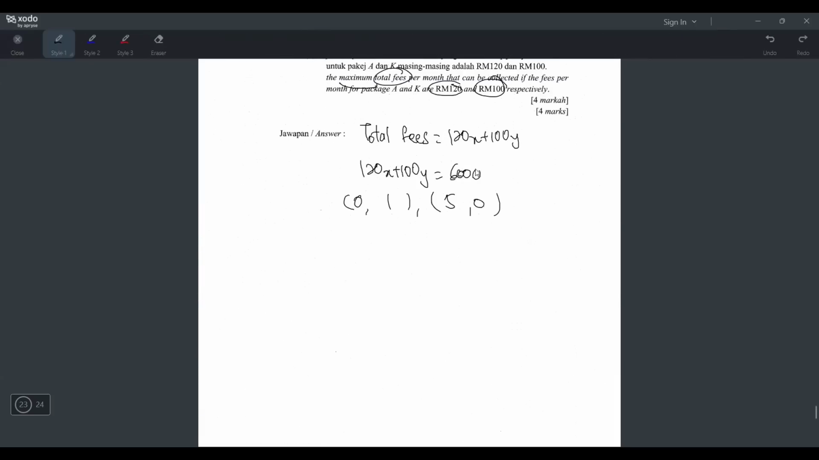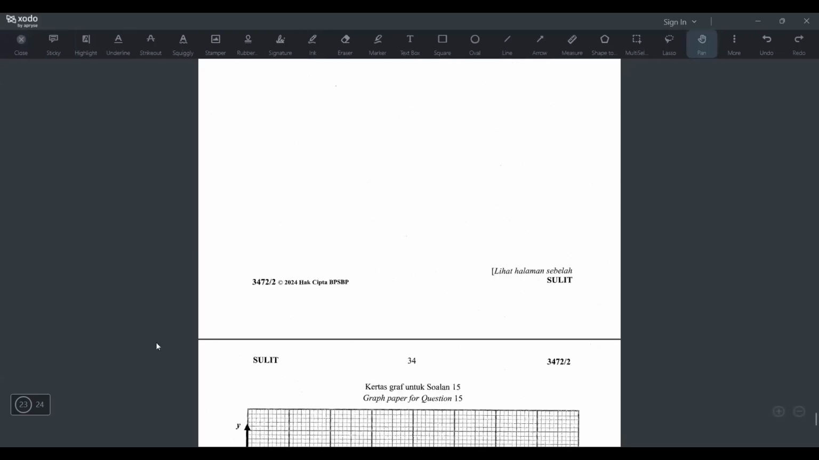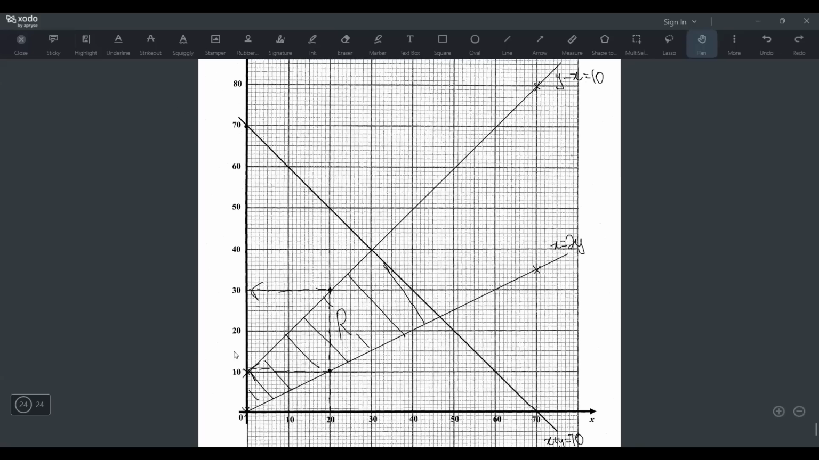Just put another 0. So why I do that is because it's much more easy to draw if I do it like this. So it'll be 0, 10, 50, 0. Because if I add another 0, this becomes 10, 0 and 50. So now it's much more easy to draw.